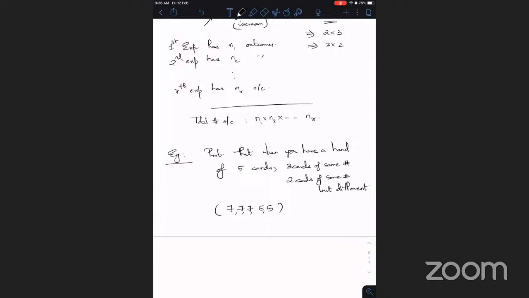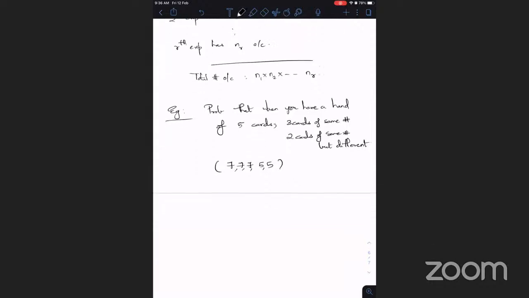Okay. Can someone help me with the answer? So the idea is just to apply the naive definition of probability again. Let's call the event A the event where we get 3 cards of the same number and 2 cards of the same number with a different number. And what was the definition again?